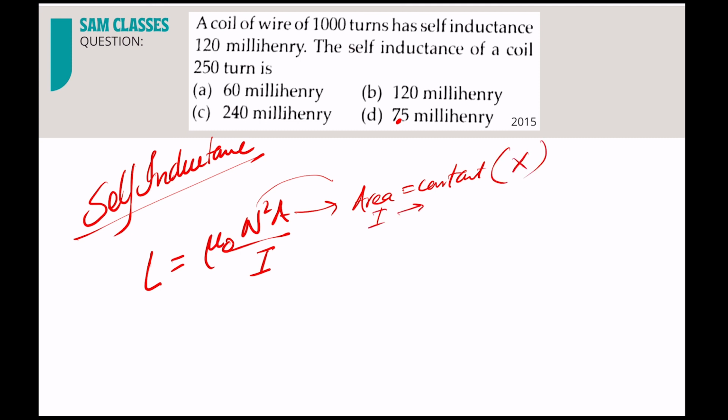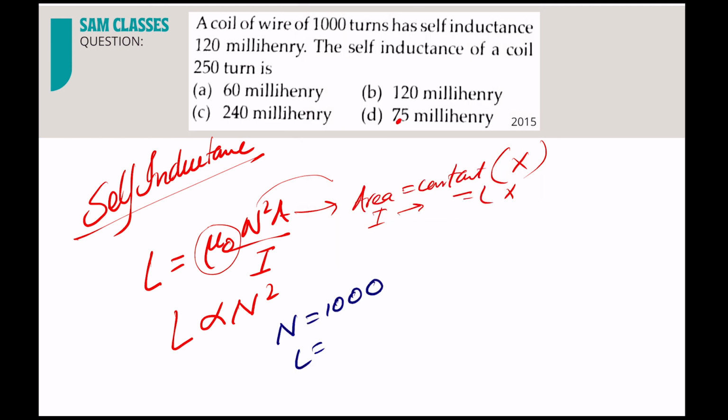What is current? Same current we are using. So remove it, not needed. So L, and mu naught everybody knows is constant. So L is directly proportional to what? N square. Correct. So the moment we know L is directly proportional to N square, we can put the values. Initial N is equal to what? 1000 and L is equal to what? 120 millihenry. Final, we have N dash is equal to 250 and we don't know about L dash.